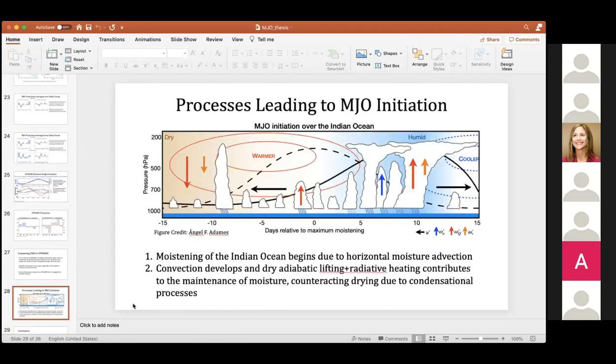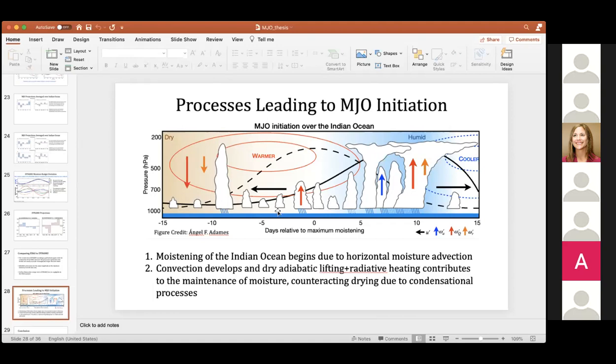So to put all this together, Angel has created a schematic explaining the evolution of MJO initiation. Going from lag day -15 to +15, we see that prior to initiation over the Indian Ocean, the atmosphere is dry and we get a lot of warming from diabatic processes. We see suppressed anomaly convection from downward vertical motions in omega Q, which is the red line. And as we move forward, as we get closer to initiation at about lag day -5, horizontal moisture advection plays a role, which is represented by the U wind in black.